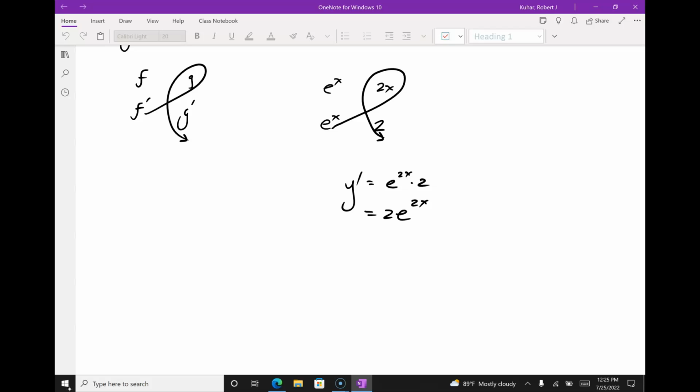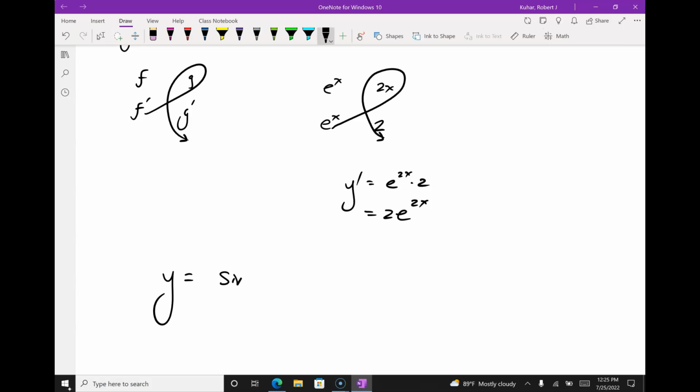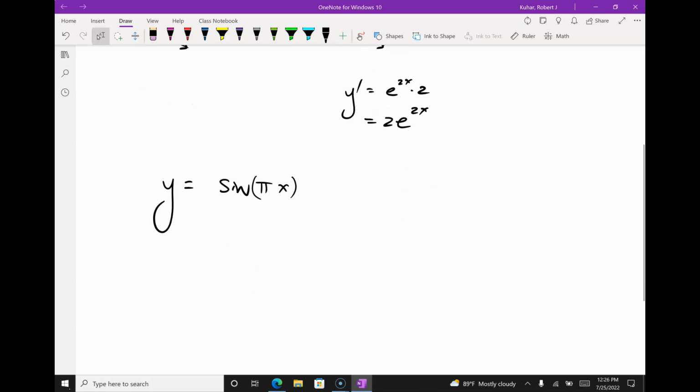Let's try another one. Y equals sine of pi x. What's the outside function? Sine. What's the derivative of sine? So cosine of pi x, right? The derivative of sine is cosine. Make sure I evaluate at the same place. Keep the cat in the box, times the derivative of the inside. What's the derivative of the inside? Pi.